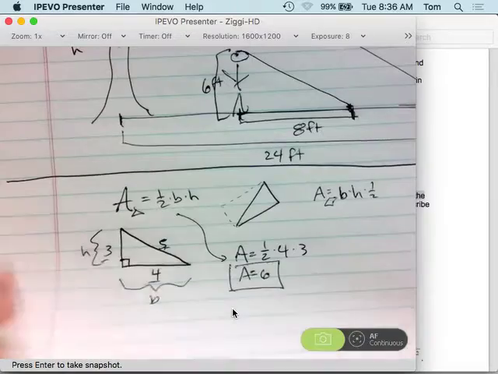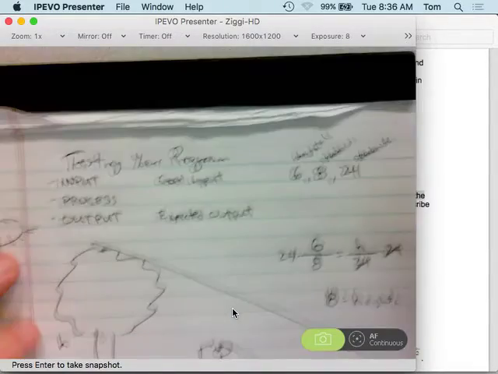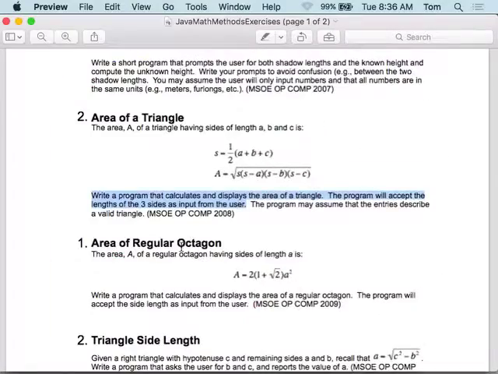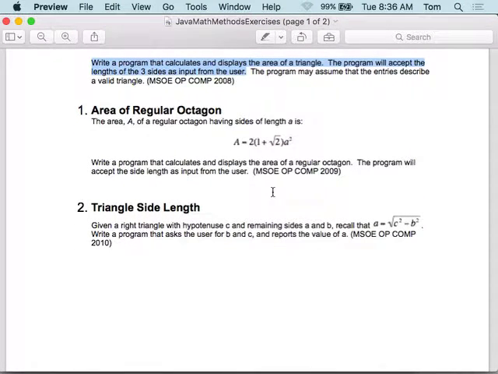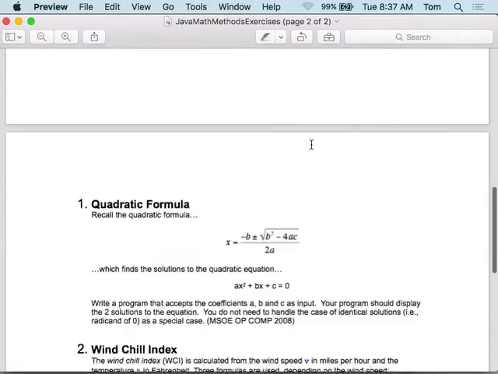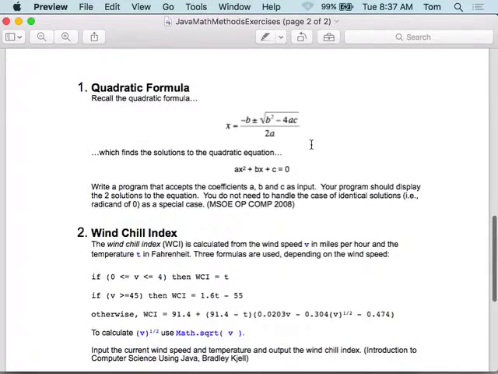Okay? Let's look at a couple more problems here. So area of a regular octagon, take a side, square it, multiply that by 2, multiply that by 1 plus radical 2. You guys can do that on a calculator and check that, okay? So hopefully you can do that on your own. Let's look at the quadratic formula, okay?